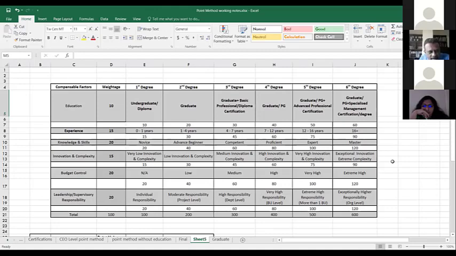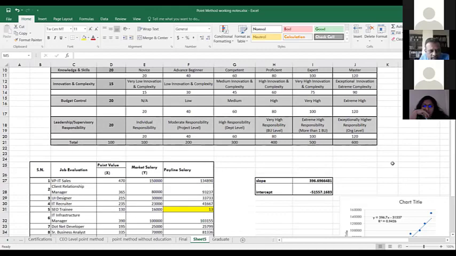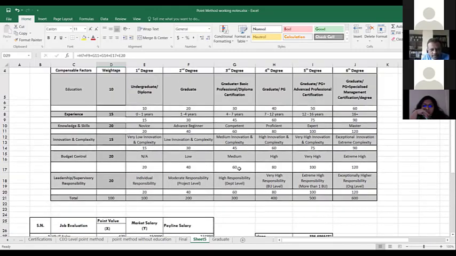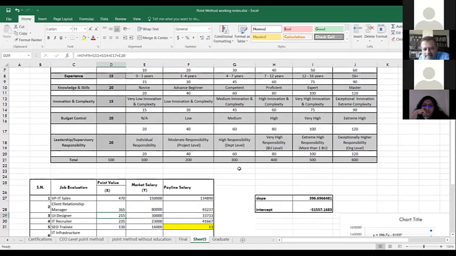So for example, UI developer, your rating on innovation and complexity is how much for UI developer? Medium. And for IT recruiter? I believe it is medium, sir. But that may be a little unfair, because you're putting UI designer's complexity and IT recruiter's complexity at the same level, where in my view, UI designer has a more complex job than an IT recruiter, whose job may be simple. I'm not sure. You have to evaluate the jobs.